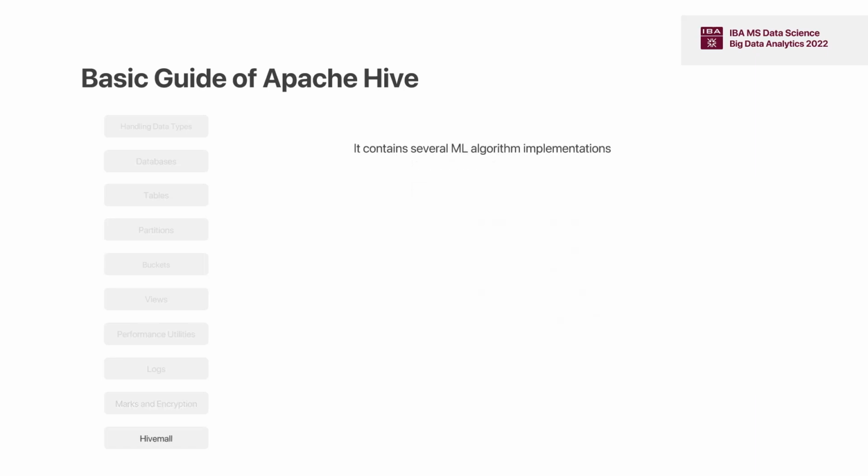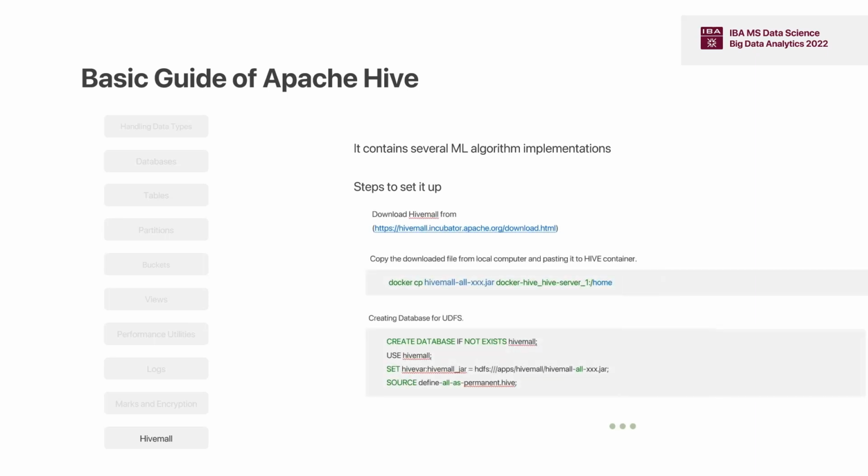The last topic we have covered in our basic guide was Apache Hivemall, which contains several machine learning algorithm implementations across classification and regression. We have shown all the steps required to get started with Apache Hivemall.